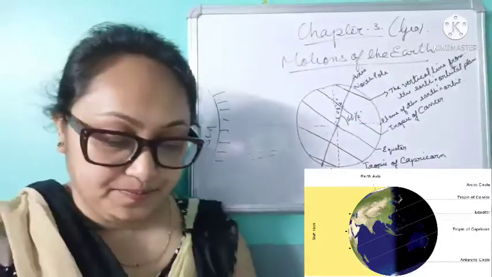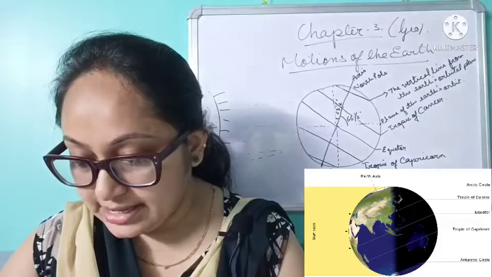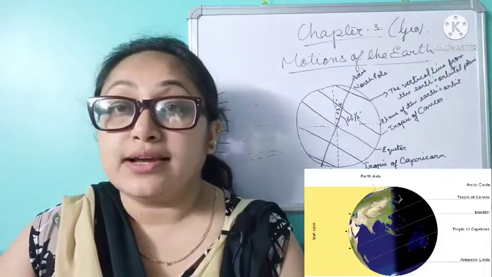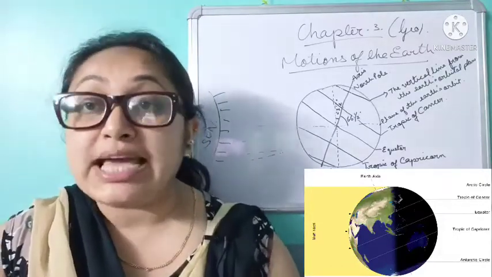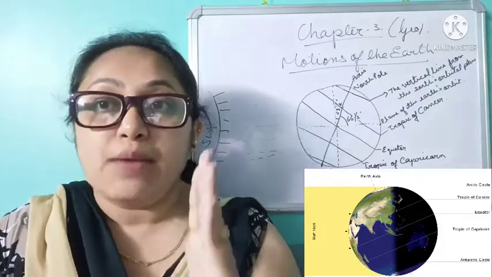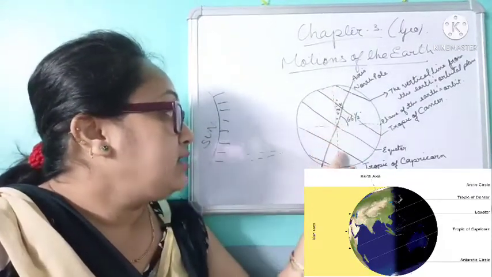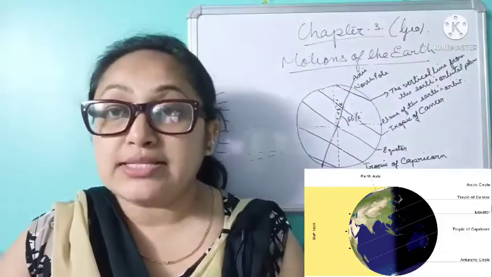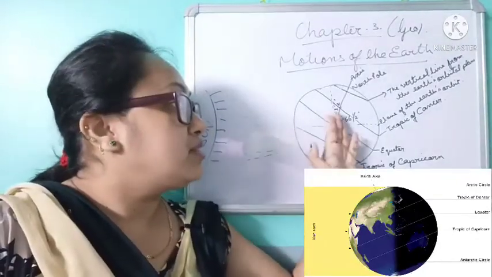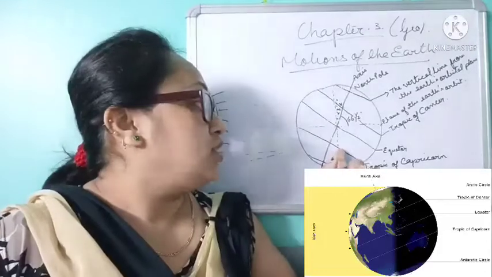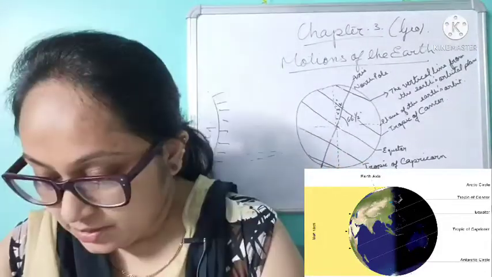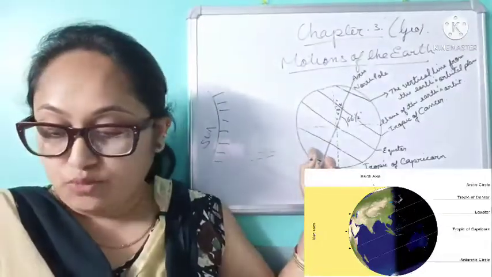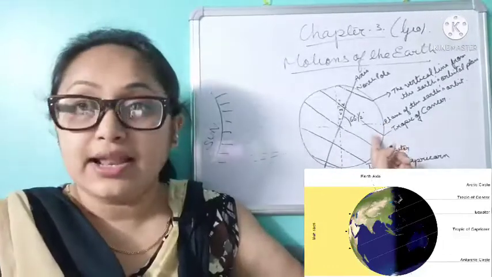And when this area faces the sun, this area will get light and this area will have darkness. The circle of illumination is an imaginary line which separates the lighted part of the Earth from the dark one. Imagine this is the imaginary line that causes day and night, separating the lighted part from the dark one, and this line is called the circle of illumination. Thus, the portion of the Earth that receives sunlight experiences day, while the portion in darkness experiences night.